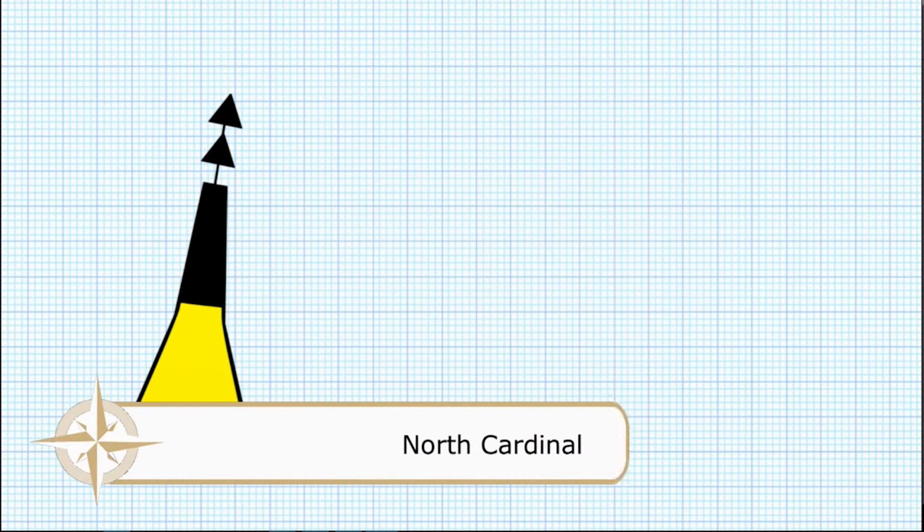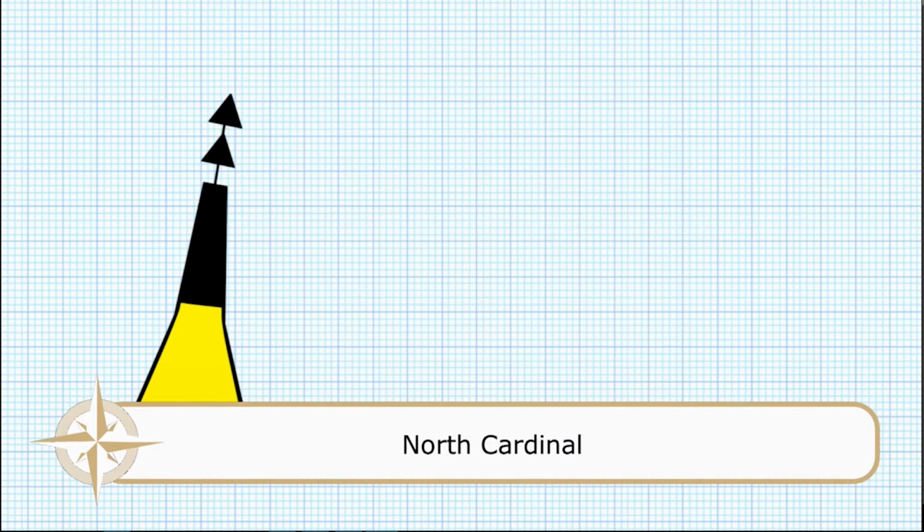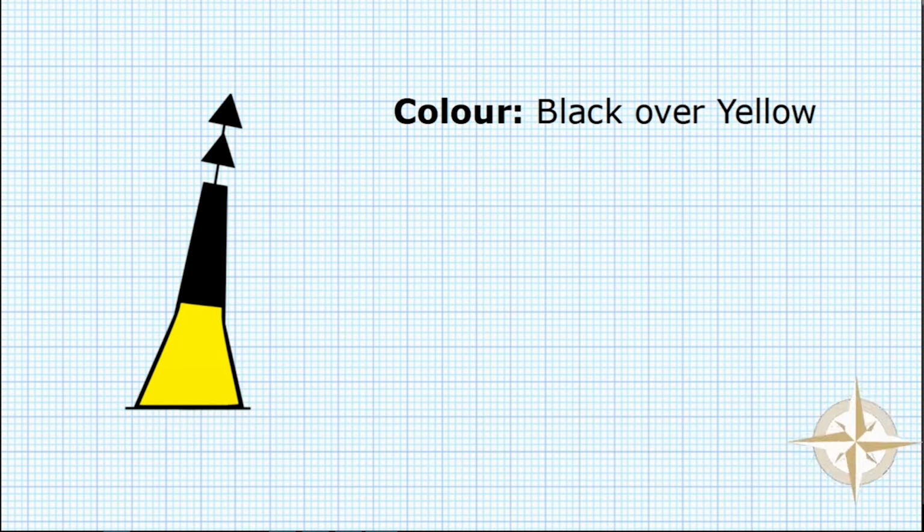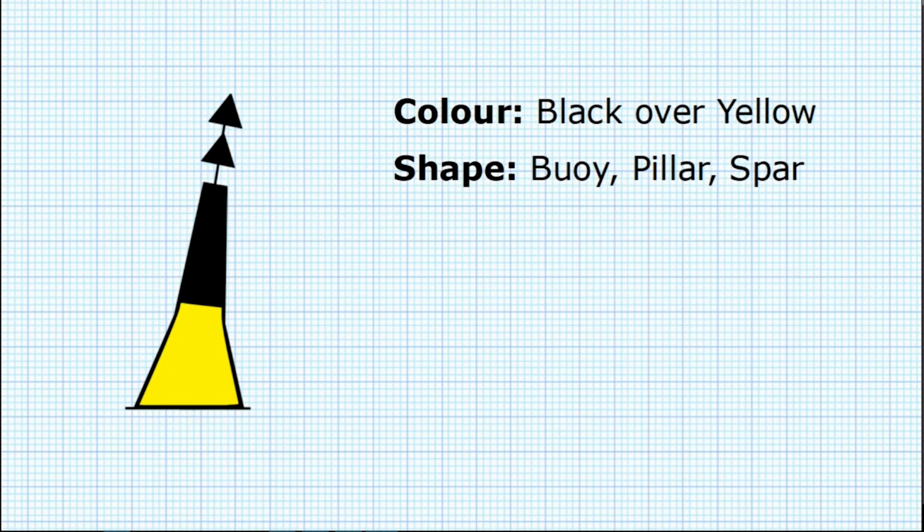To start identifying, let's look at the north cardinal to begin with. Its colour is black above yellow. If you look at the top mark on this buoy, they're both pointing up, they're pointing towards the black colour. Pointing up, black at the top. The shape is going to be a buoy, a pillar or a spar. As with all cardinals, they can all either be buoys, pillars or spars. This particular one, of course, being a buoy.